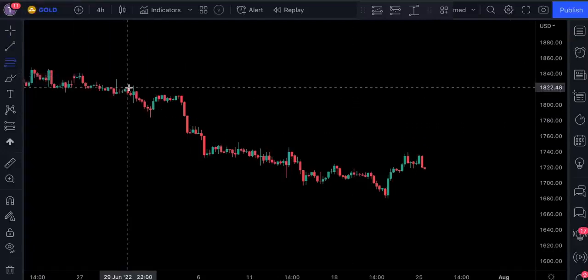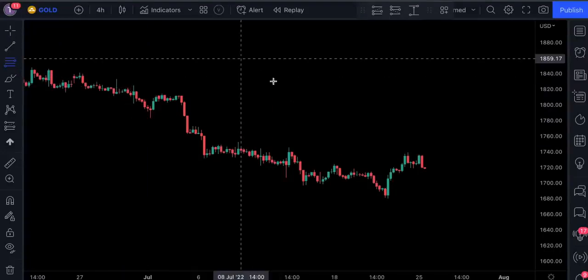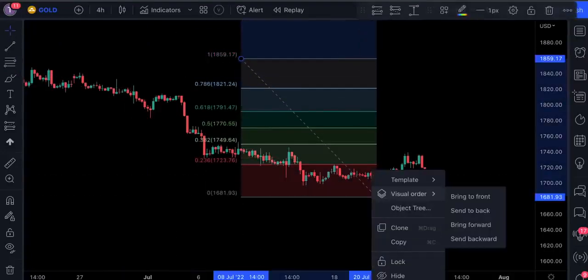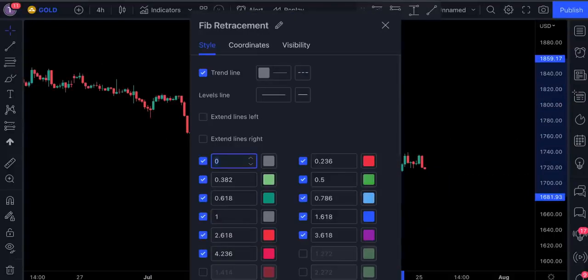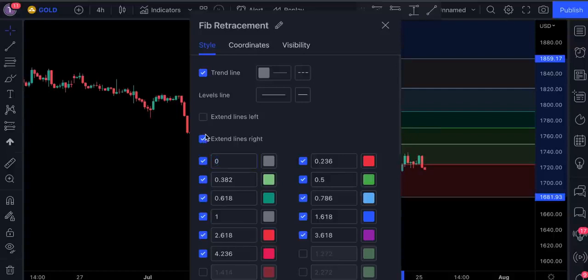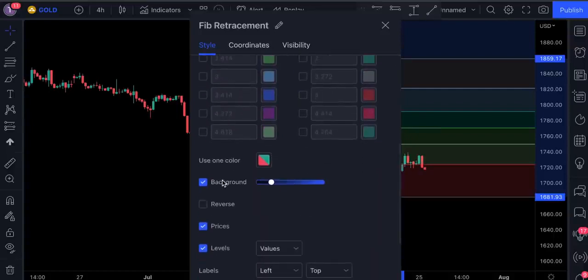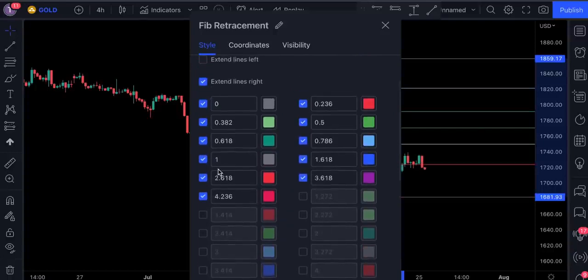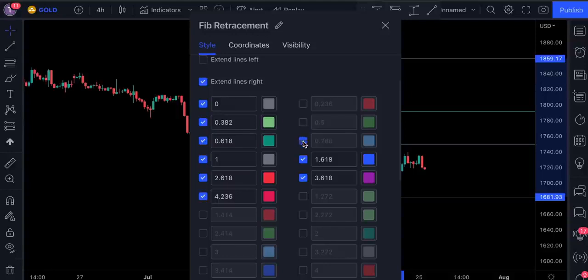So let's first start with adjusting this tool. First of all, let's access its settings. And in the style section, let's check this option right here. Next step will be to remove the background. Now we need to remove all these levels on the right hand side. Also remove these two as well.